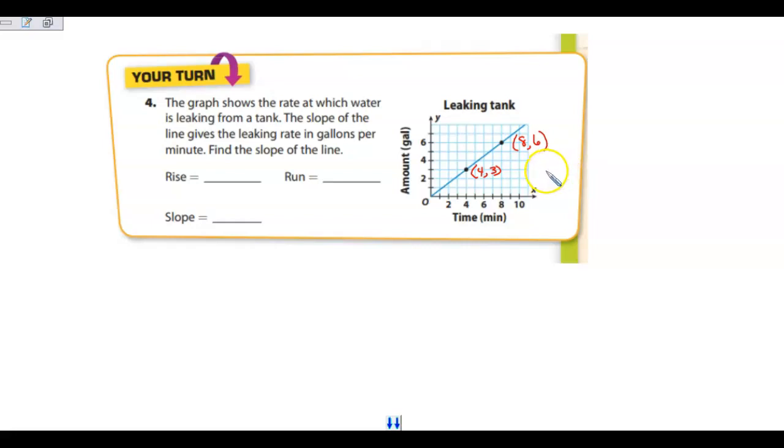And we need to find our rise over our run. So our rise are our y values. So 6 minus 3, and 6 minus 3 is 3. Our run is 8 minus 4, which is 4. It's rise over run. I like to do it this way better, where I have my change in y over my change in x. I prefer doing it like this than this.